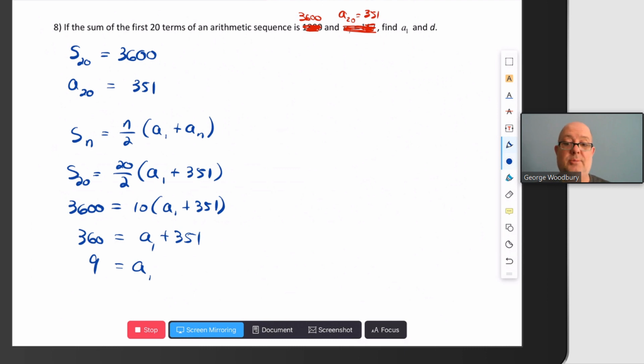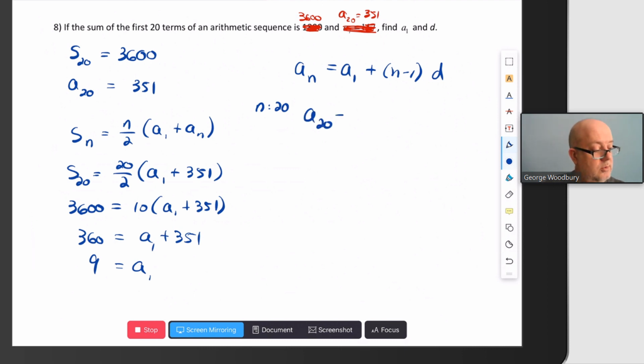Now, to get the common difference, we'll use this formula. A sub n equals A sub 1 plus n minus 1 times D. And I'm going to use n being 20 because I have some information about A sub 20. A sub 20 will equal A sub 1 plus 20 minus 1 times D. I know A sub 20 is 351.